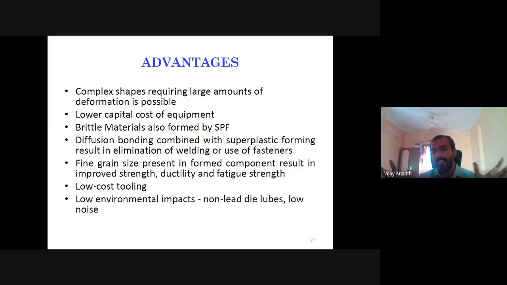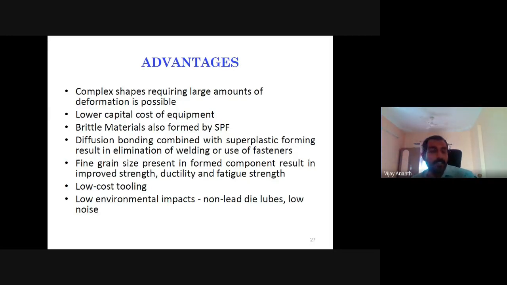We need one furnace with one compressor, an argon gas cylinder, and one die. Within this setup, we can carry out superplastic forming. So the capital cost of equipment is very much less. Brittle materials can be formed easily through superplastic forming, right? And diffusion bonding also can be done through this superplastic forming.